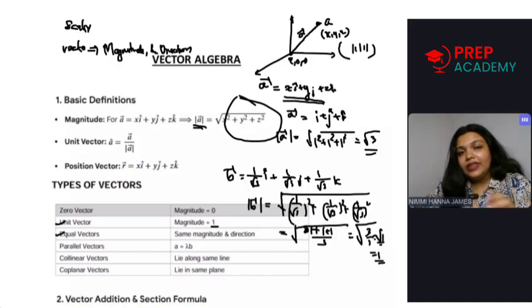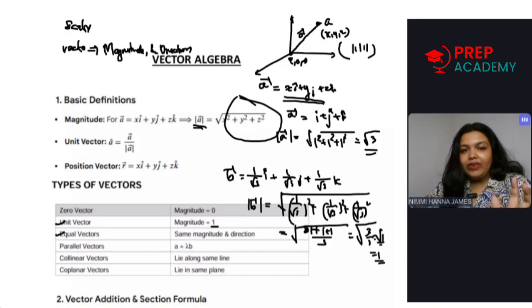Only if they have the same direction and the same magnitude. That is, all of their i components, j components, and k components should be equal. Only if they are equal will we say that both of these vectors are the same.